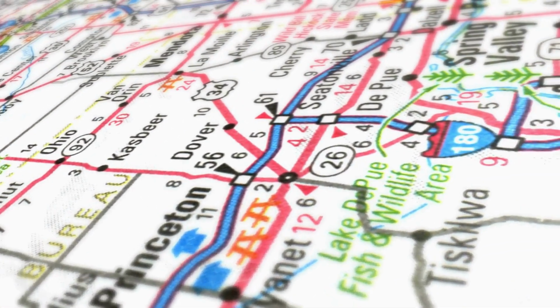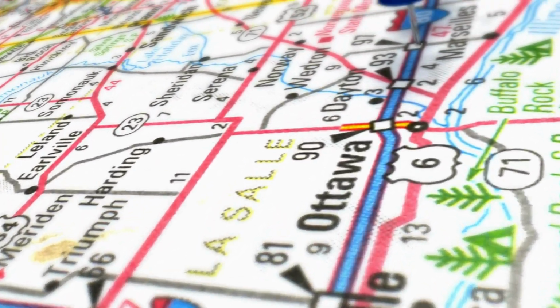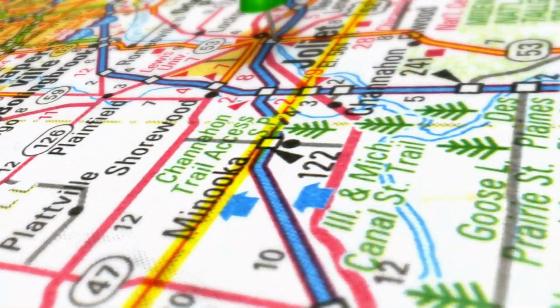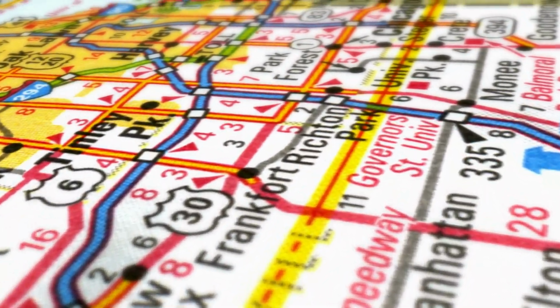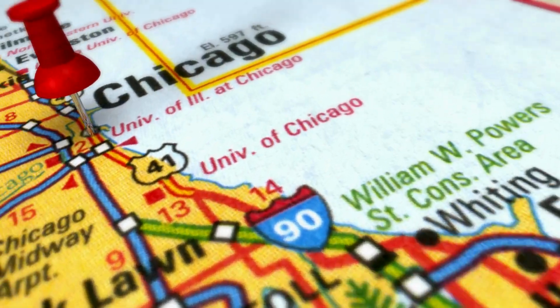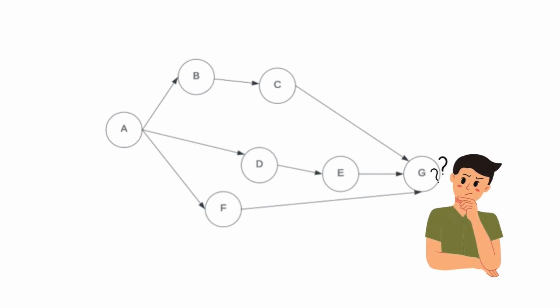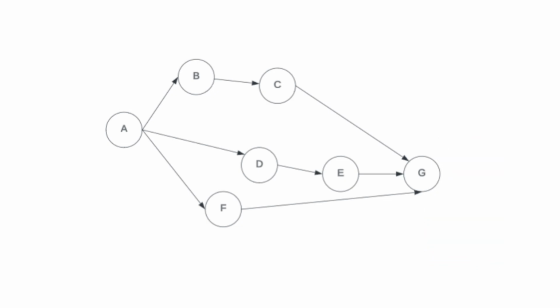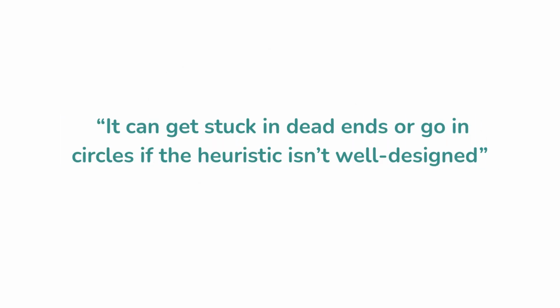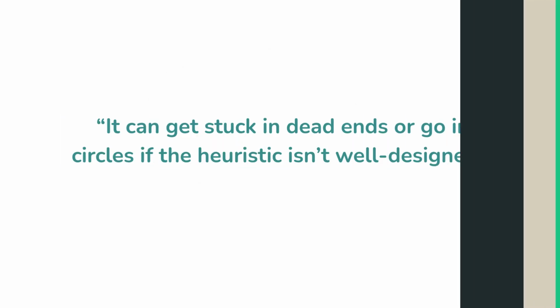To make this concrete, imagine you're in City A and want to reach City G. From A, there are several neighboring cities, and each one has an estimated straight-line distance to G. Greedy best first search chooses the city that has the smallest estimated distance to G. It's like being drawn toward the goal by a magnetic pull. The problem is, it doesn't consider whether that path is actually longer or more expensive overall. So while greedy is fast and seems smart, it can get stuck in dead ends or go in circles if the heuristic isn't well designed.